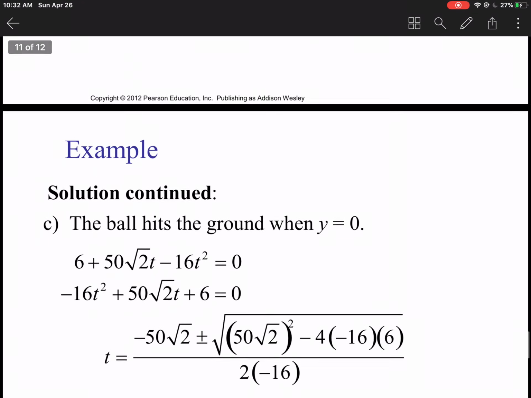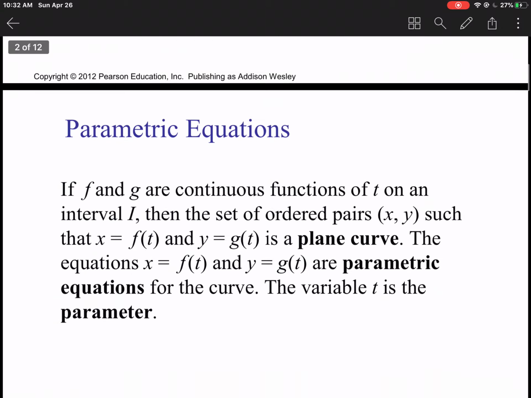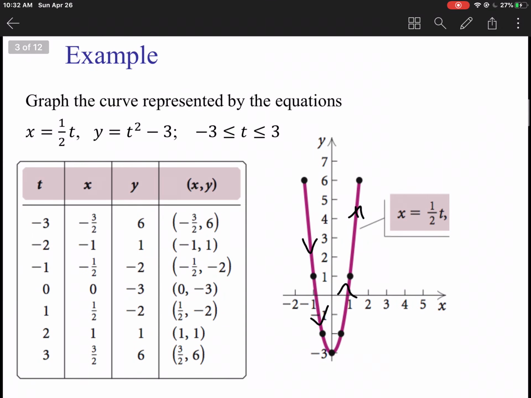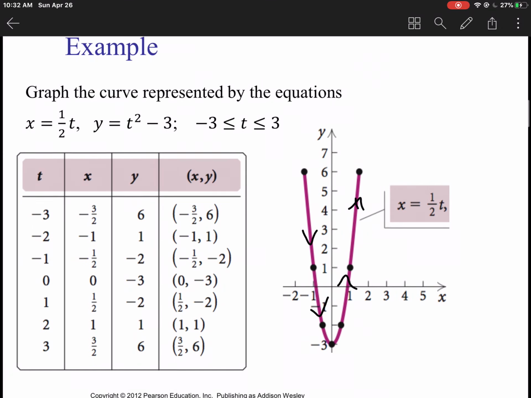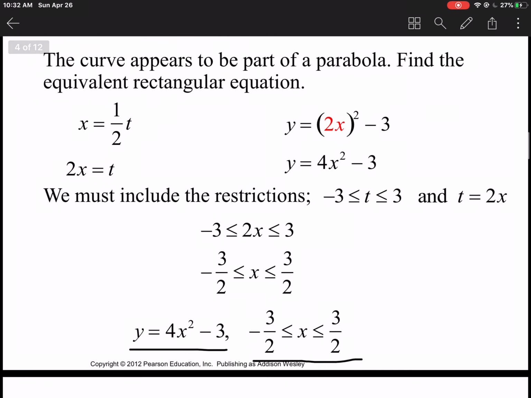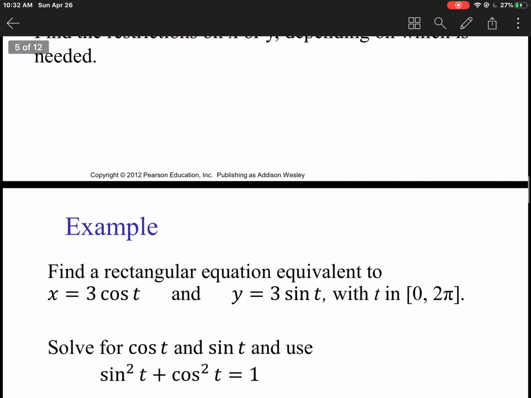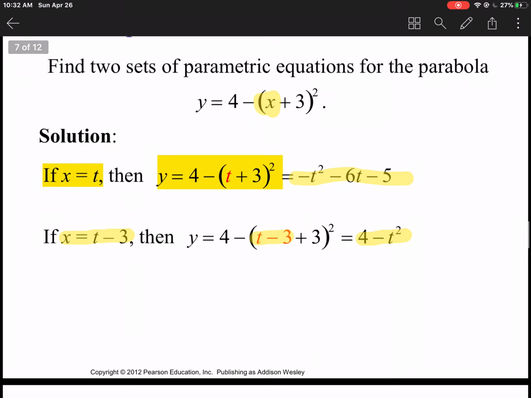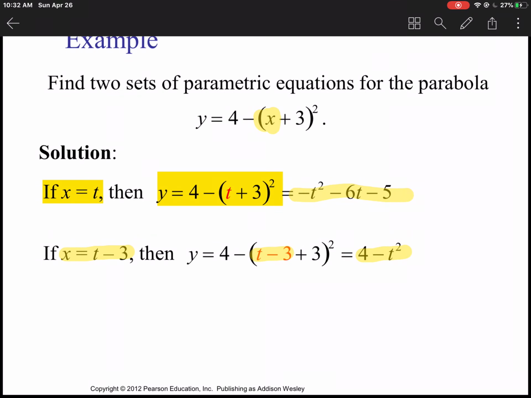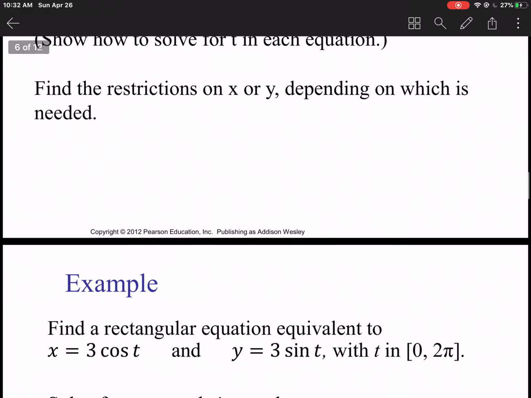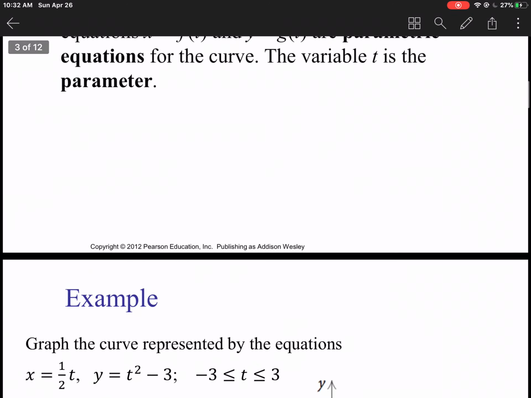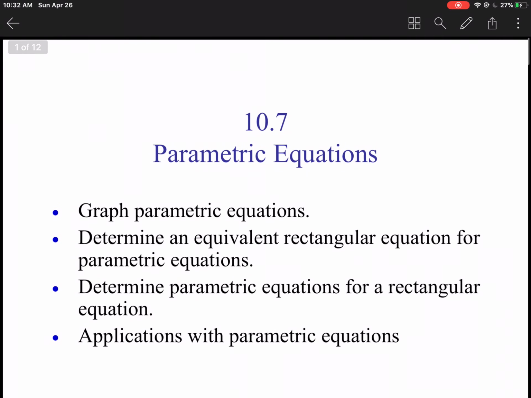Now on your final, just to limit your stress level with this section, I would pay attention to the basic things that we talked about here: identify the graph of the function, eliminate the parameter, or come up with a set of parametric equations. Those were the three basic topics that we covered, so that's what I'm going to pick from for your final. Otherwise, that's it for that section.